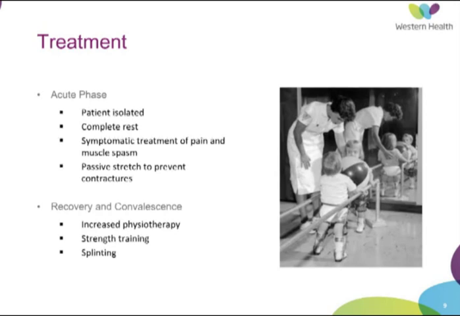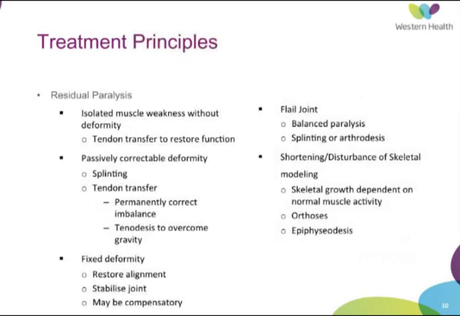This is probably something we're dealing with more these days, the residual paralysis and the effects that it has. There's largely 5 types of deformities that can occur. The first is isolated muscle weakness without deformity. This is generally treated with tendon transfers in order to restore function. An example of this is weakness or paralysis of the opponens pollicis, and using the FDS tendon to restore opposition in the thumb. The other is passive correctable deformity.